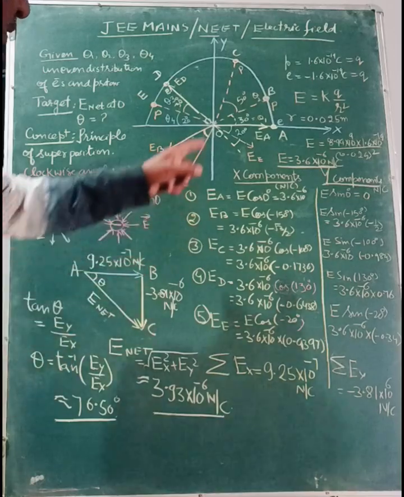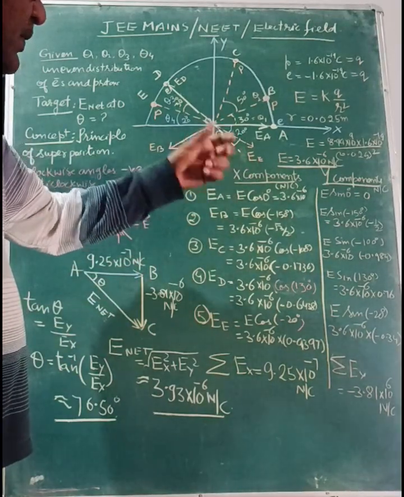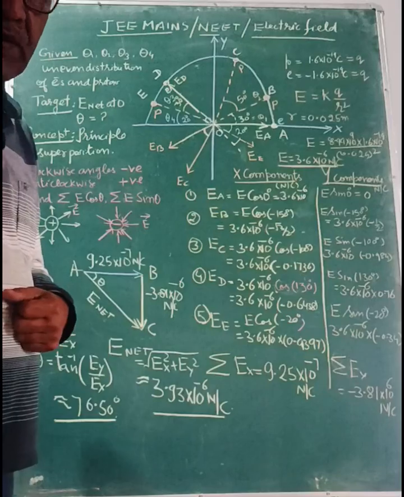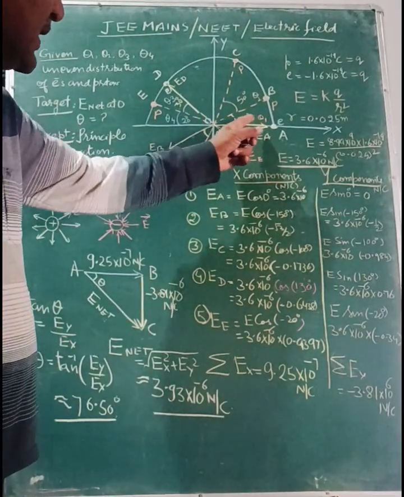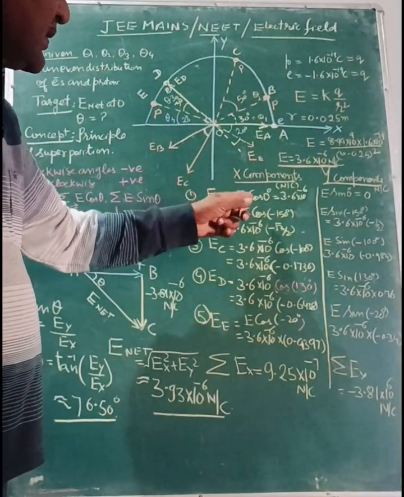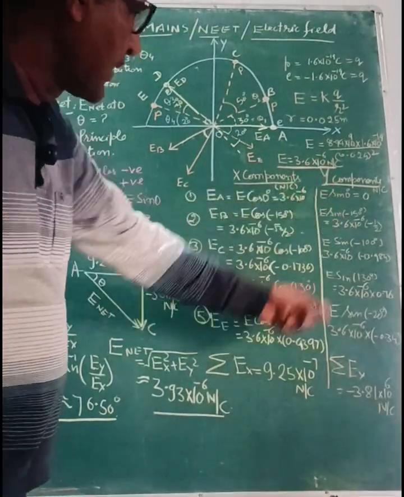So it is very simple. That is, the electric field is a vector quantity and can be resolved in two components. So let us come to the first point. This is E. The angle is 0. So the E A, these are the X components, these are the Y components.